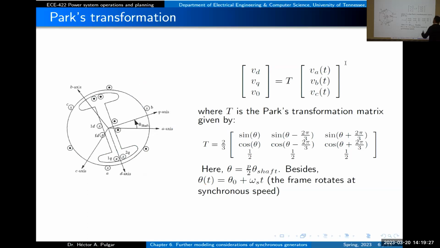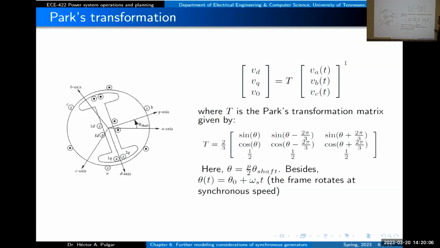So the Park transformation, mathematically speaking, will be described by this matrix. You can change not just voltage, but any set of three-phase signals. If you have a vector, in this case voltage at phase A, B, and C, you multiply on the left by the matrix T, the Park transformation, and you will convert this into something else. That something else is the D, Q, and zero component of those three voltages. The transformation matrix is this one.